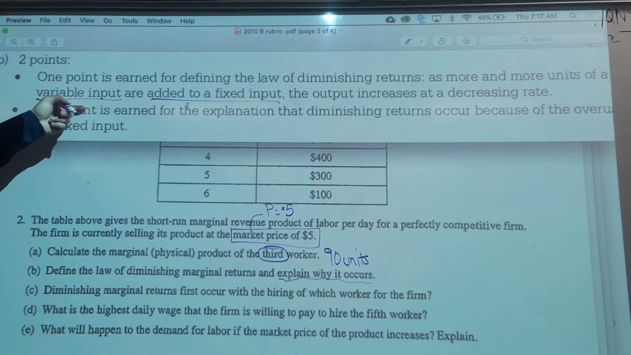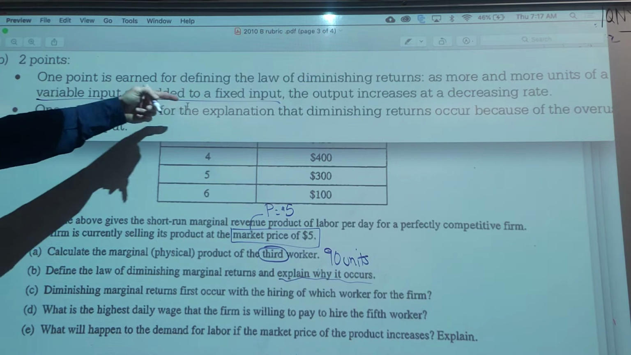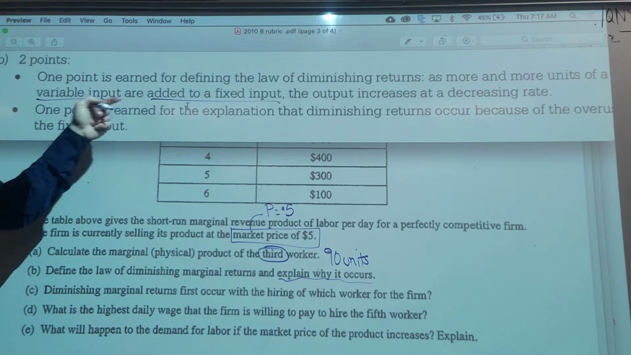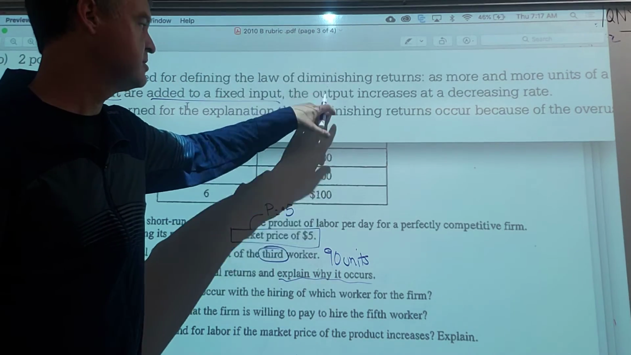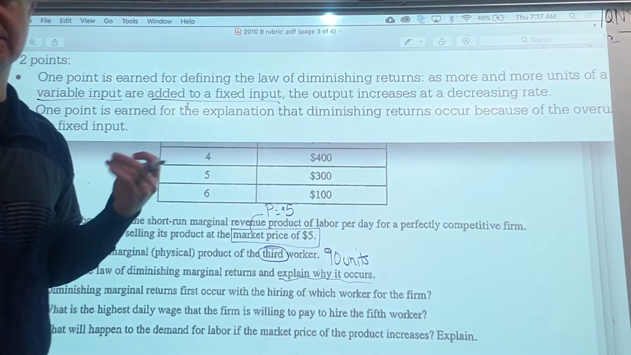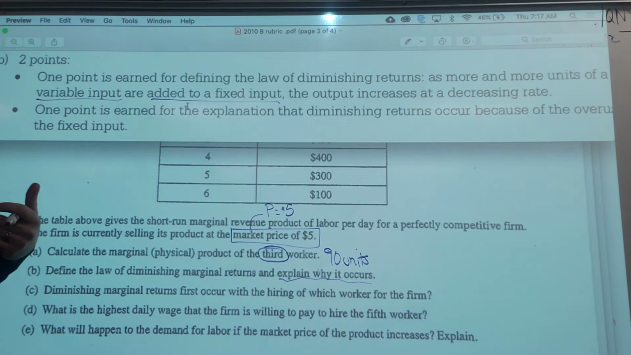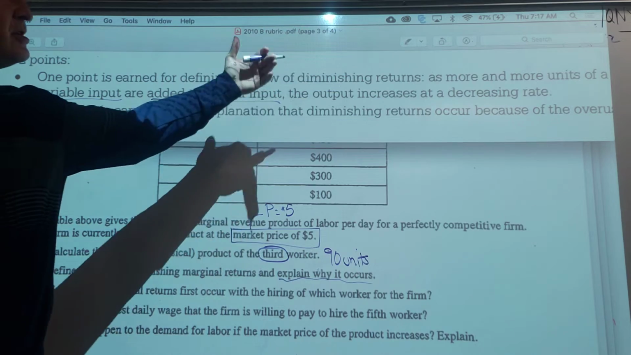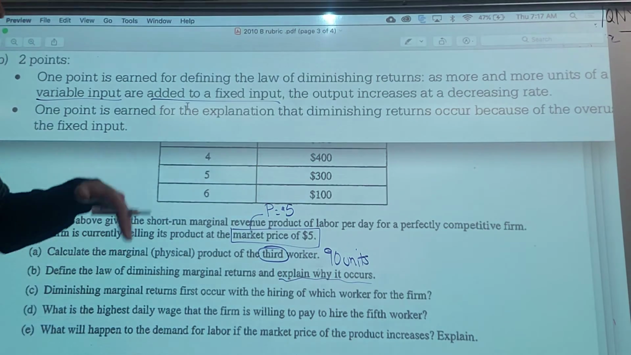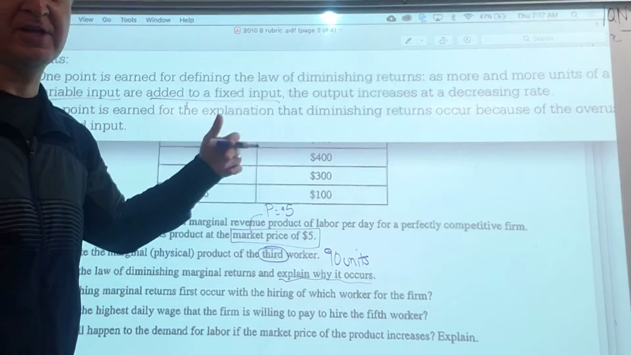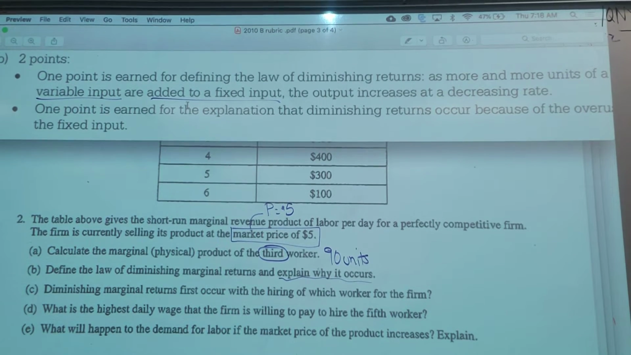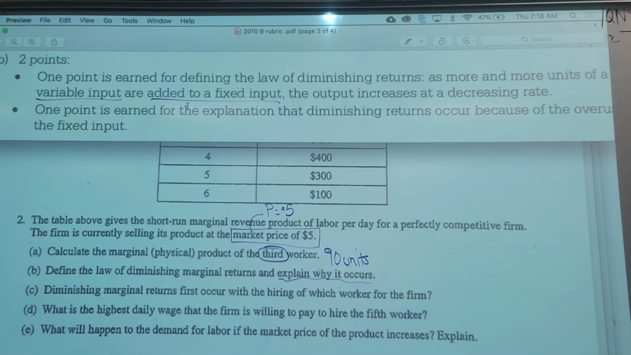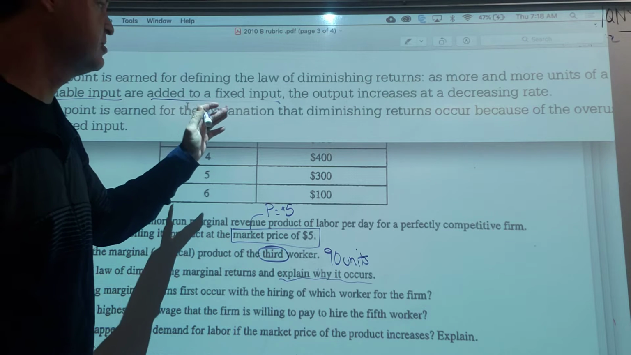Variable input, think labor. As you put more cooks, fixed input, the kitchen. As you put more cooks in the kitchen, the output increases at a decreasing rate. This doesn't say as we hire more cooks that we actually have less hamburgers. We say that it increases at a decreasing rate. So as additional units of a variable resource are added to a fixed resource, the output increases at a decreasing rate.